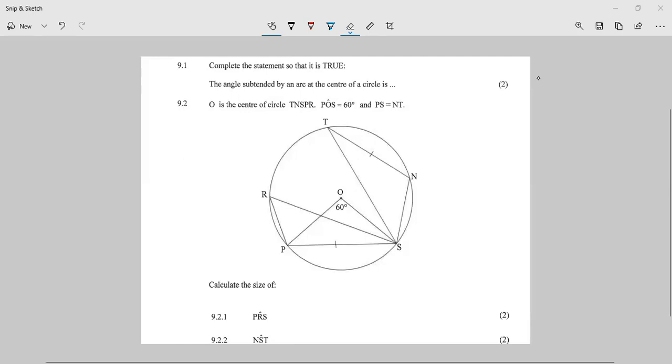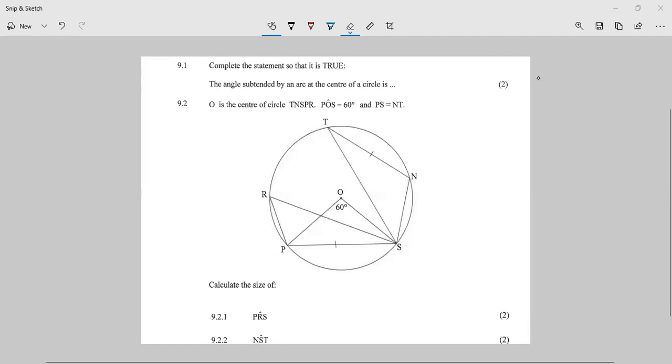So it starts from 9.1. With this question, they are basically testing your memory. That's why it's important to memorize all your theory definitions, because of a question like this. They want you to complete the statement, which is one of your theorems. So let's go ahead and do that for 9.1.